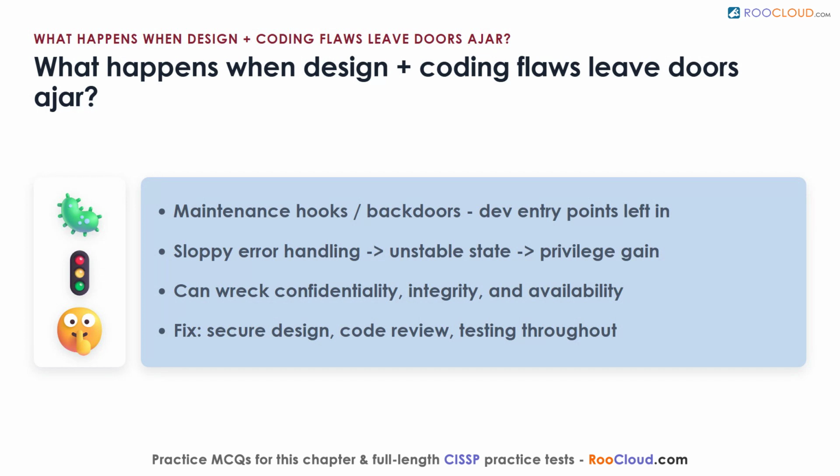Others come from plain mistakes, poor practices, or thin testing, and a program that mishandles an error can crash into an unstable state that an attacker exploits to gain higher privilege. That kind of failure can wreck the confidentiality, integrity, and availability of your system. The remedy is security-conscious design from the start. Code review and testing tools run throughout development, since flaws caught early cost far less to fix. Think of a builder who leaves a hidden service hatch and never seals it. Convenient during construction, an open invitation afterward.